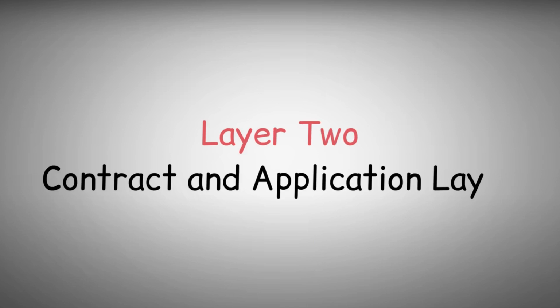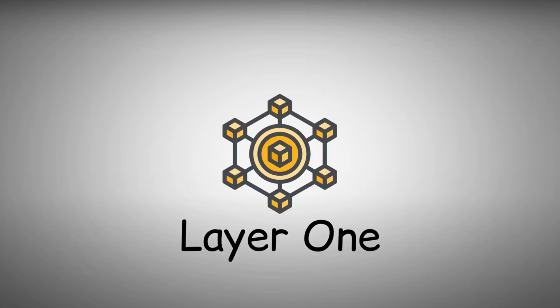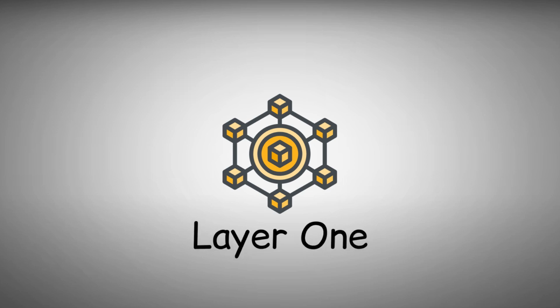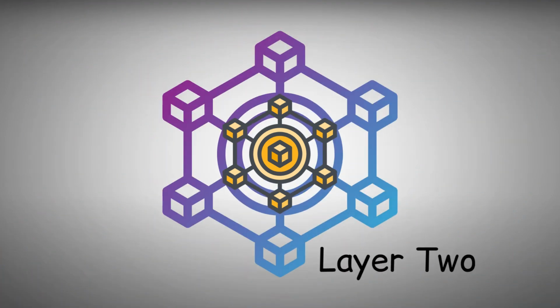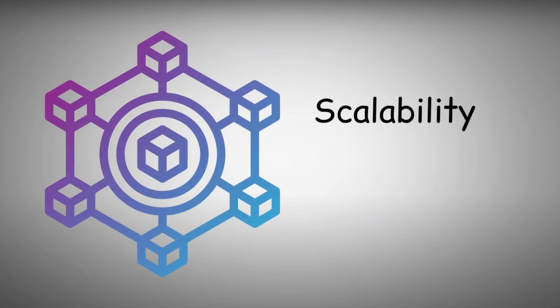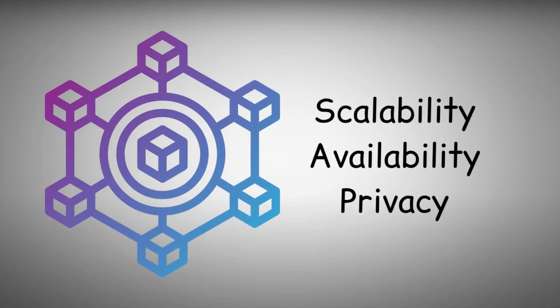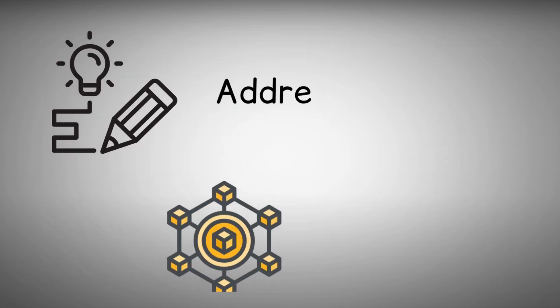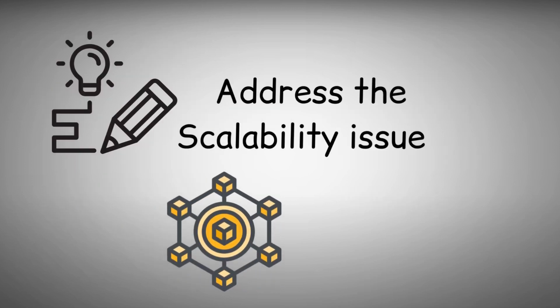Let's move on to Layer 2. Layer 2 refers to the blockchain's contract and application layers. Layer 2 blockchains are built on top of Layer 1 chains. Layer 2 is a network built on top of the blockchain to provide better scalability, availability, and privacy for people using blockchain technology. Layer 2 blockchains are designed to address the scalability issues of Layer 1 blockchains such as Ethereum.